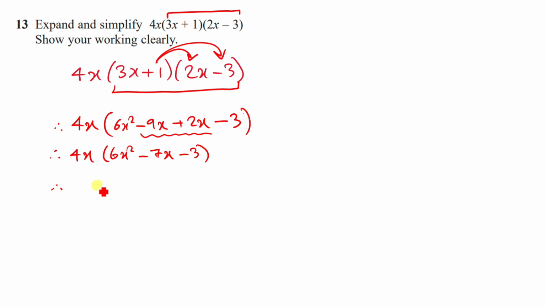So 4x times everything inside. That's going to give us 4x times 6x squared, which is 24x cubed. Next, 4x times minus 7x is minus 28x squared. Lastly, 4x times minus 3 is minus 12x. Nice. I hope I got this right, yeah? I'm going to double check this here, but I hope I got this right.